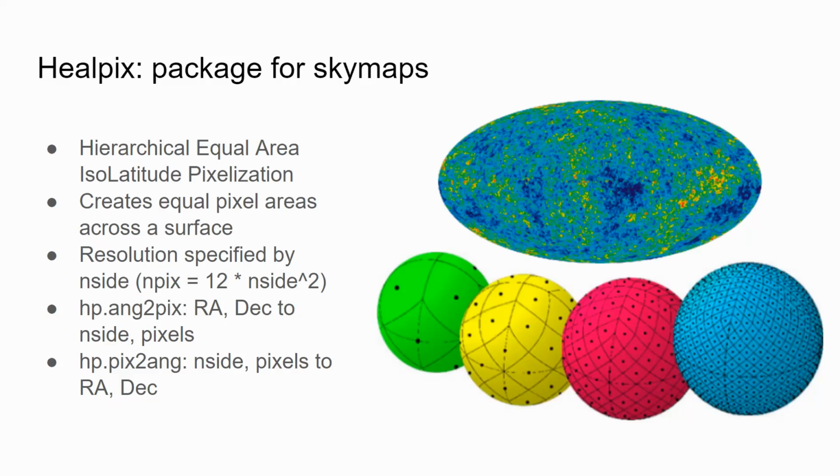And then one thing that you'll see in the notebook is hp.ang2pix and pix2ang, which is just converting between RA and DEC to nside and the pixels, right? We need some way to convert between how HEALPix understands things, which would be the pixels and the nside, and what we actually care about, which is position in the sky, RA and DEC, right? So that's what those do.